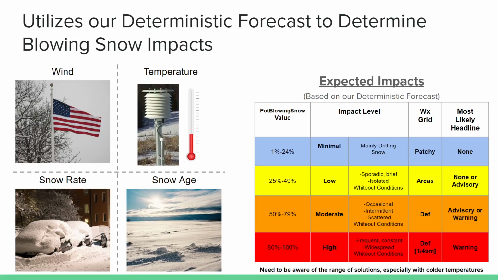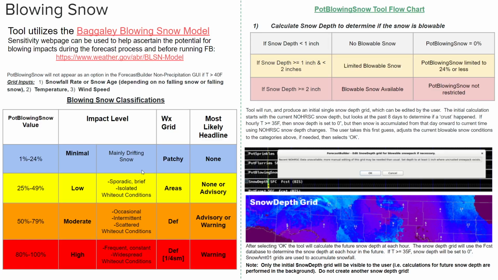So blowing snow, again, is very sensitive to the strength of the wind, especially at those colder temperatures when we're falling below 10 degrees. You can utilize that information to assist in your messaging for the event, based on where we are sitting in this space of temperatures, wind, and snow age, and whether it's snowing or not.